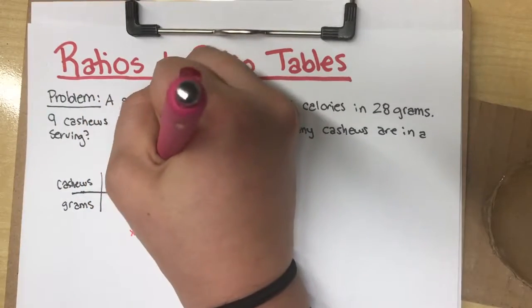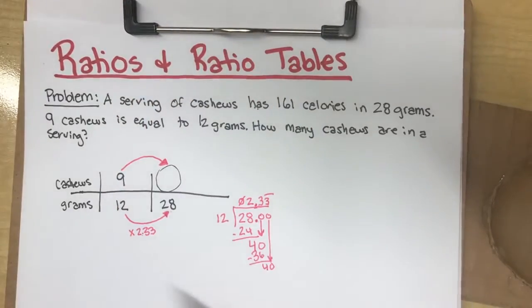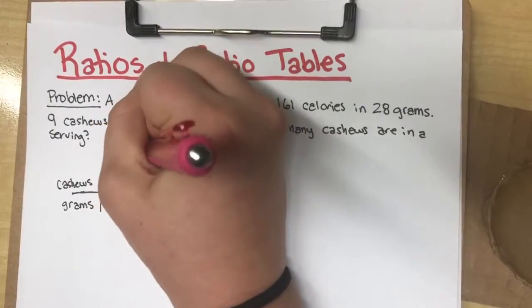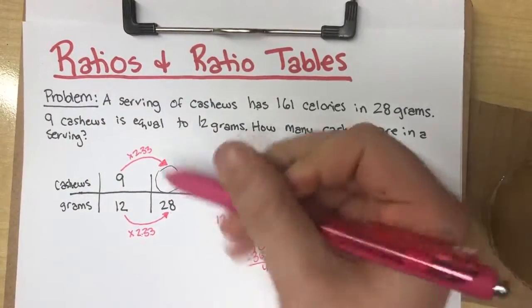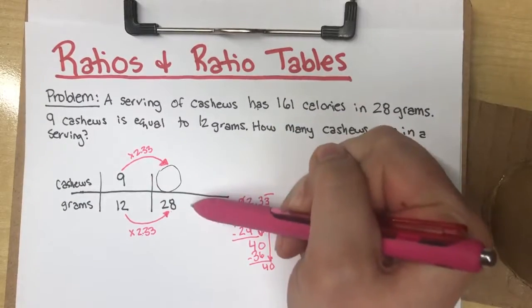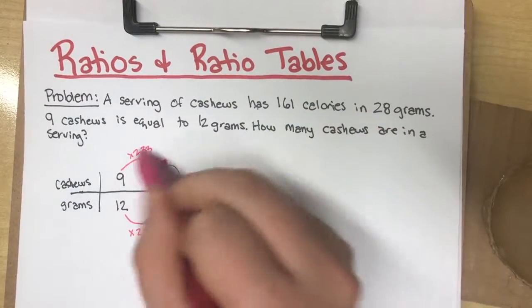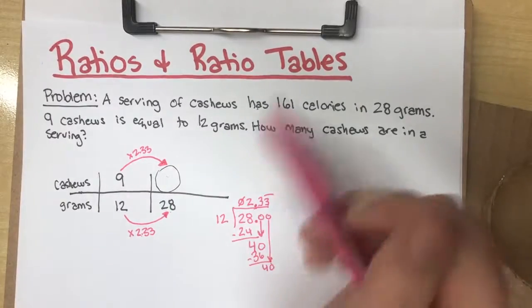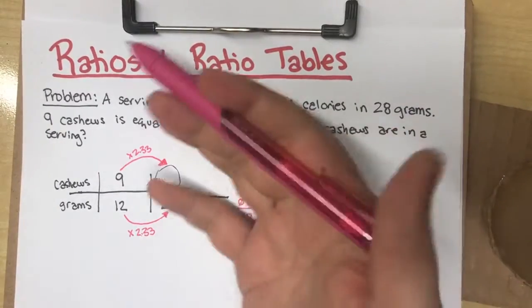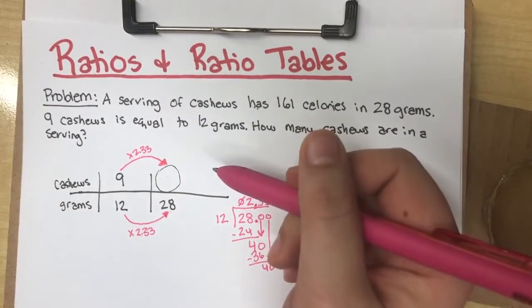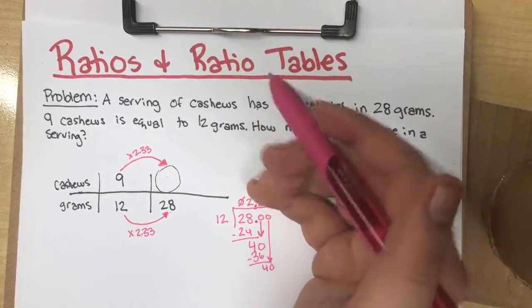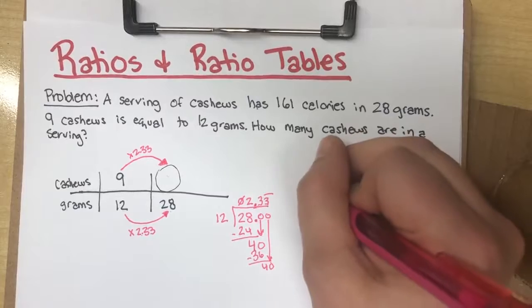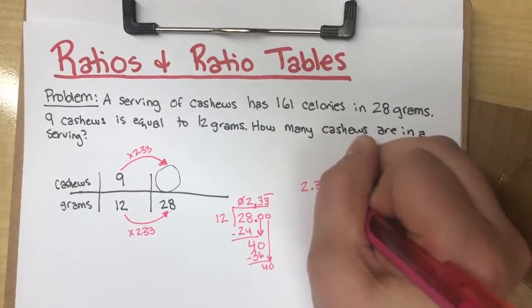So we need to do the exact same thing to the top in order to keep the ratios the same. So these will be equivalent ratios. If you don't multiply or divide the top and bottom by the same thing or add the same number of units, then you're not going to get an equivalent fraction and you're not going to get an equivalent ratio. Okay, so now we need to do 2.33 times 9.